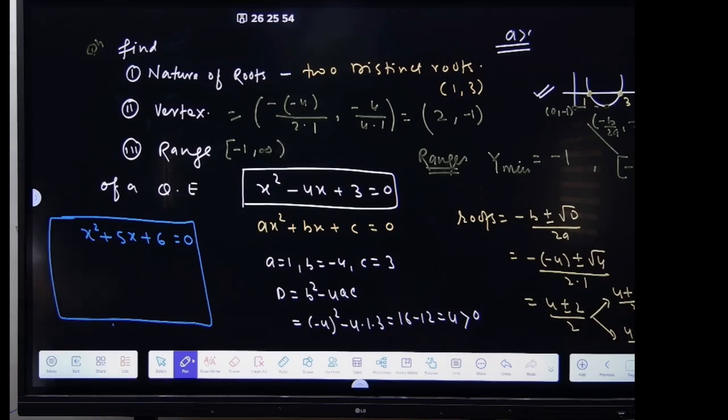First, what you have to do? A, B, C values you see, based on that D you calculate, correct? Then you will get the rough idea of the curve. Once you get the rough idea of the curve, then you can write all these values, nature, vertex, range. Vertex is minus b by 2a.